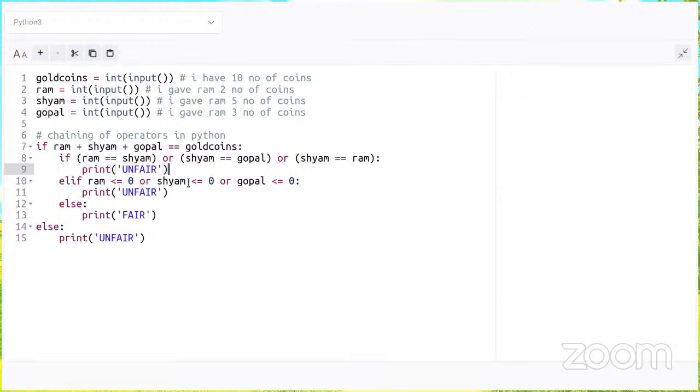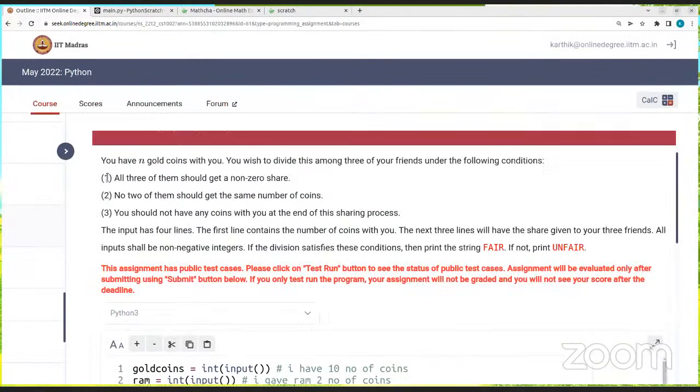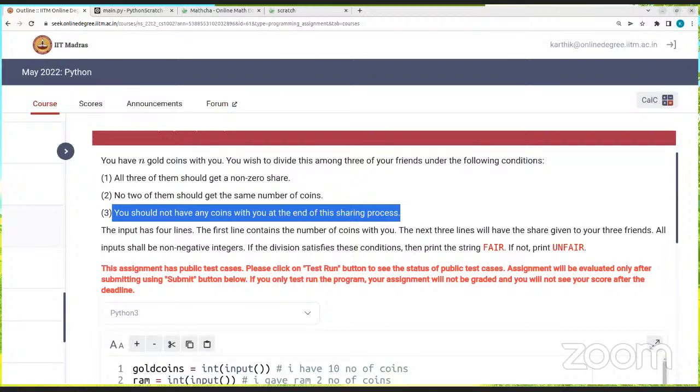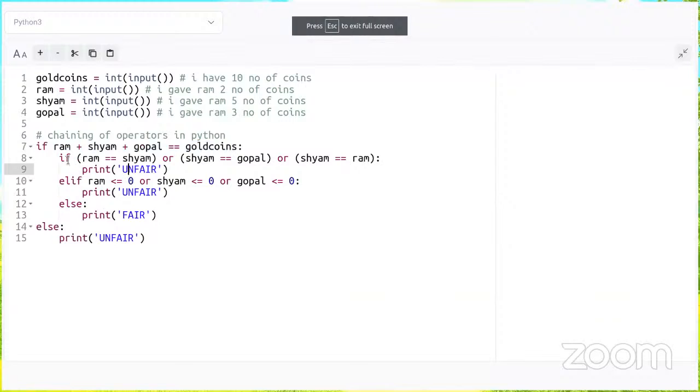And the condition that there should be no coins left, I think. But that would be taken care of here. Okay, let's go condition by condition. The first if block makes sure that you should not have any gold coins left. Then, no two of them should get the same number of coins. If any two of them get the same number of coins, oh, this is not Shyam Ram, this is Shyam Gopal, right? Because these two are the same.